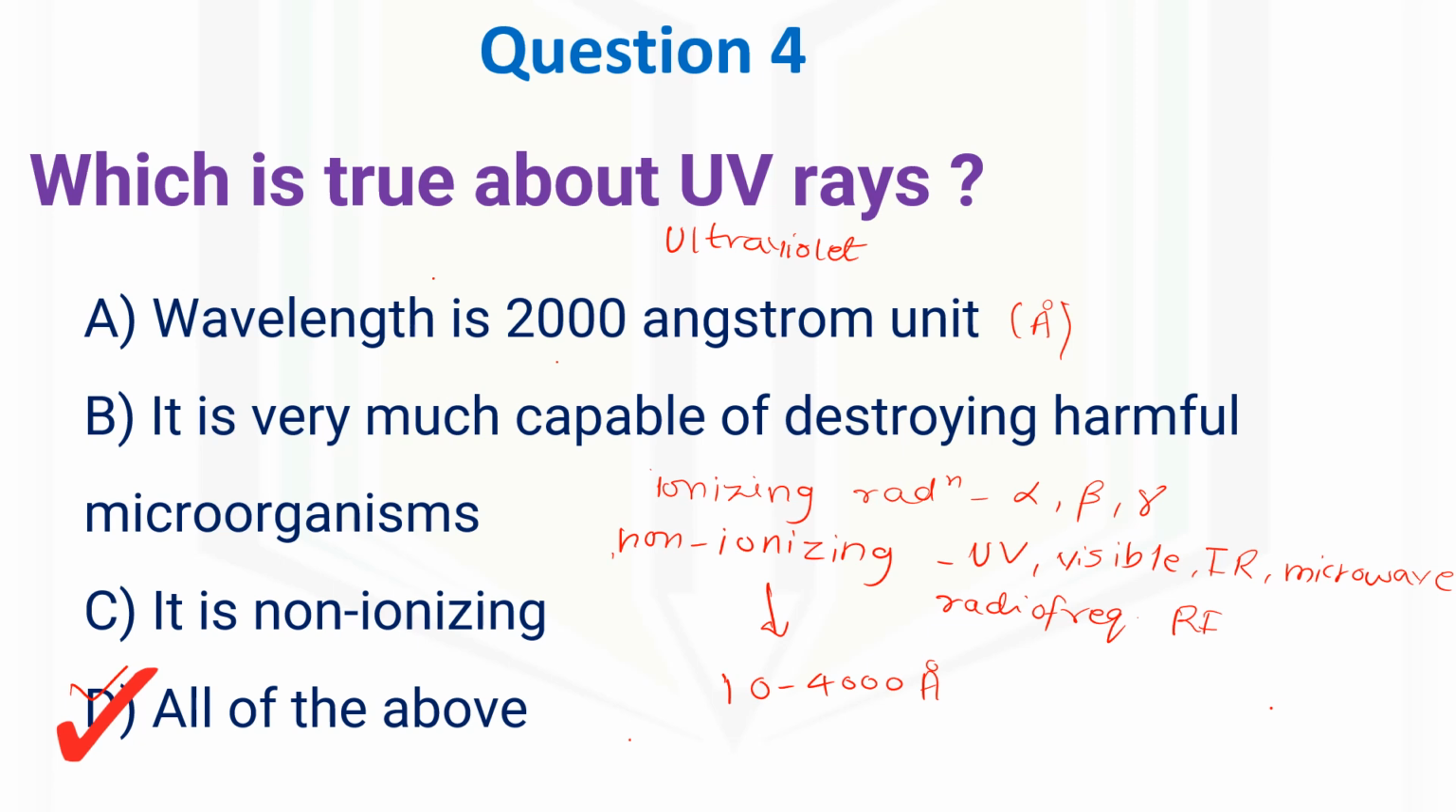So here both options are right, that is the wavelength is 2000 Angstrom units, and it is also non-ionizing. Also UV benefits food as it kills bacteria without heat or harsh chemicals. Thus it is also capable of destroying harmful microorganisms. So in this case all three options are correct. That's why the correct option is all of the above.